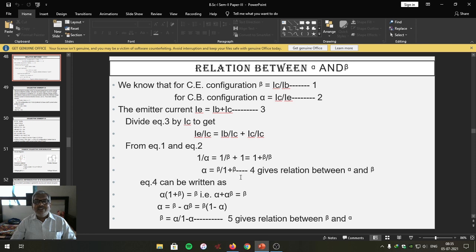So thus we can say we have now obtained the relation between alpha in terms of beta. That is, alpha is equal to beta upon 1 plus beta. Now equation 1 can be further modified: take 1 plus beta to the left side, so that you get alpha into 1 plus beta is equal to beta.